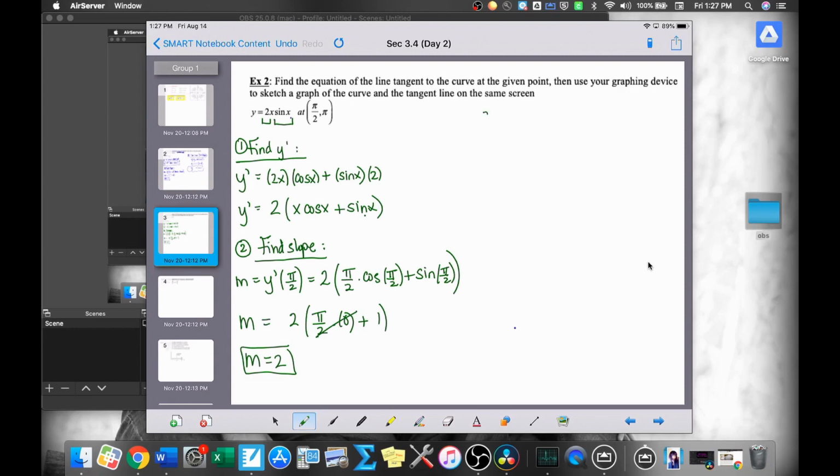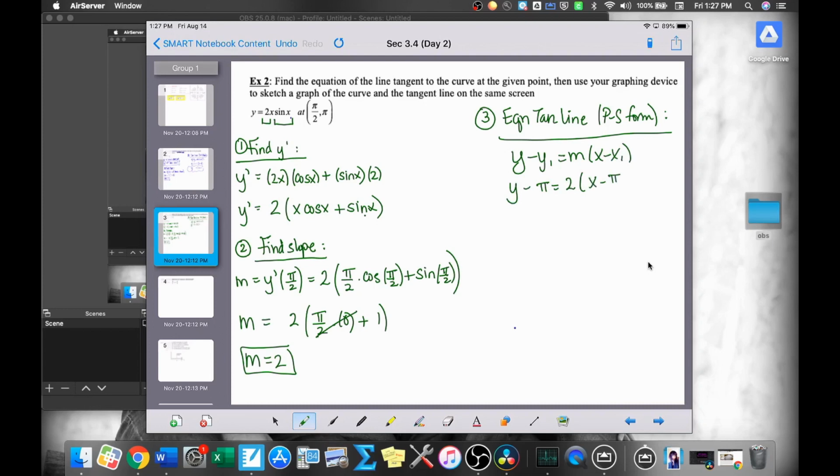The final step in my process is going to be to write the equation of the tangent line. And again, I am going to begin that process with point slope form. And it will be y minus pi is equal to my slope, which was 2 times x minus pi over 2. And when I solve for y, I get y equals 2x. 2 times negative pi over 2 is negative pi. And then when I add the pi over from the other side, I get a y-intercept of 0. So my tangent line is y equals 2x.